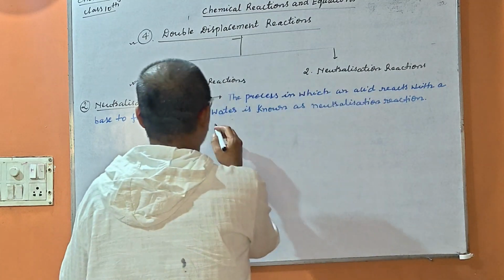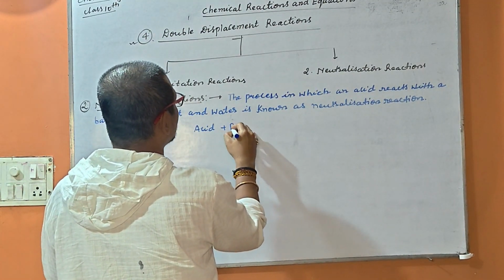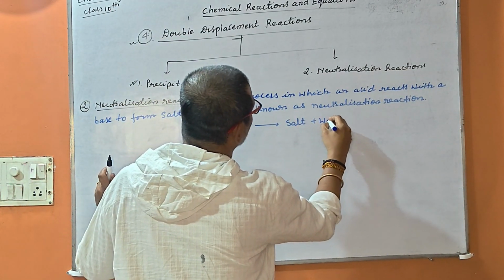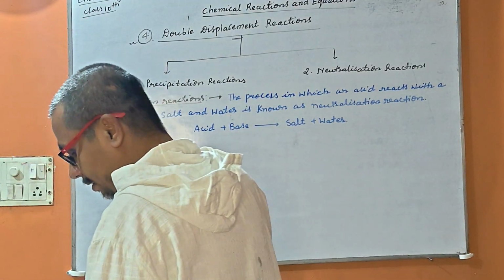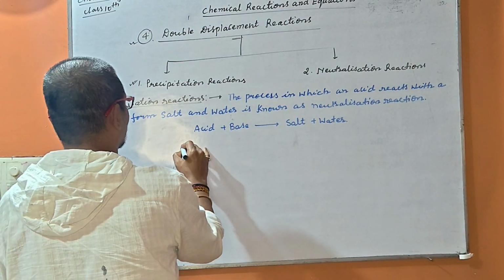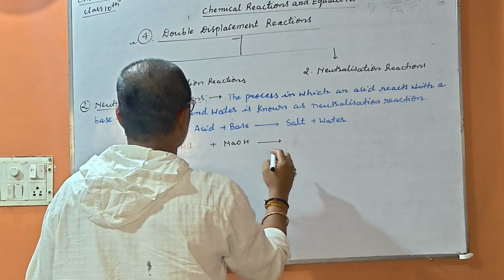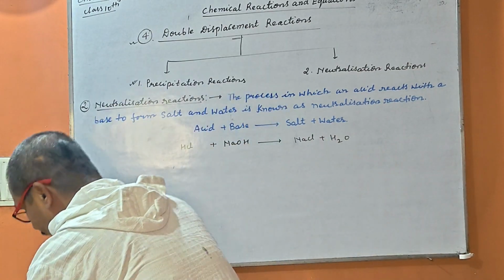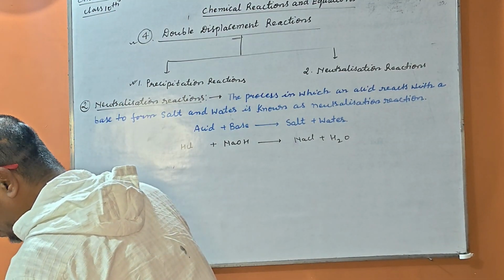The reaction is the same: acid plus base gives you salt plus water. Just take some examples here. Like HCl plus NaOH. HCl is acid, NaOH is base. It gives you salt NaCl plus H2O.